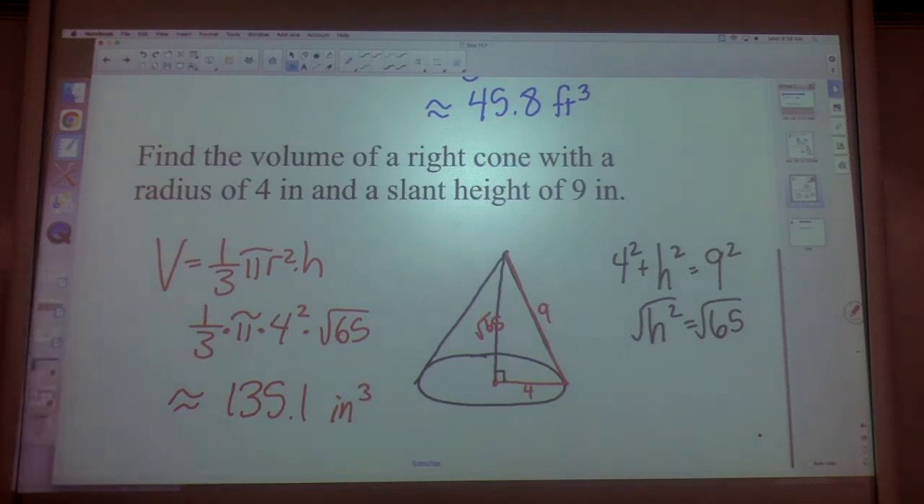And there you go, with volumes of pyramids and cones. Good luck.